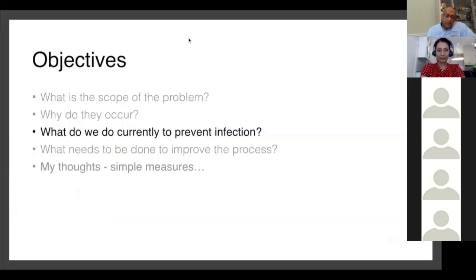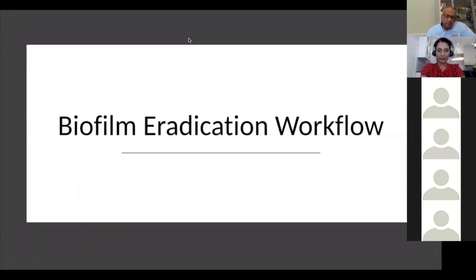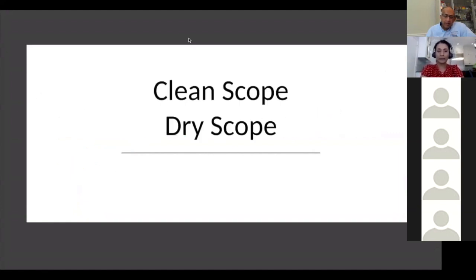So what do we do currently to prevent infection? The goal is to avoid having a biofilm. That's the goal. And you can get it if you have a clean scope and a scope that is dry after cleaning, so that bugs don't get back into the scope. So let us talk about it.